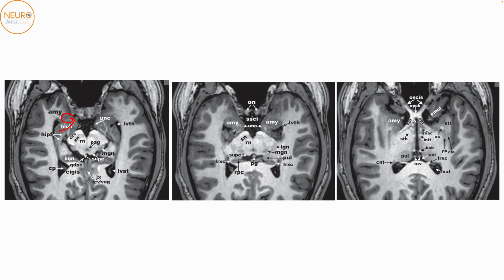A little bit more superior, the hippocampus has disappeared. The amygdala becomes a lot more obvious. The amygdala actually lies within the uncus over here. Okay, and now you can see this fornicel column arising from the tail of the hippocampus on both sides.